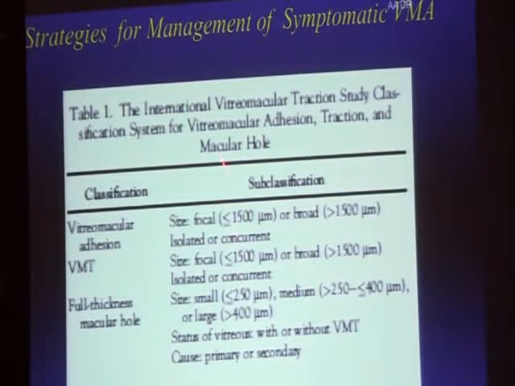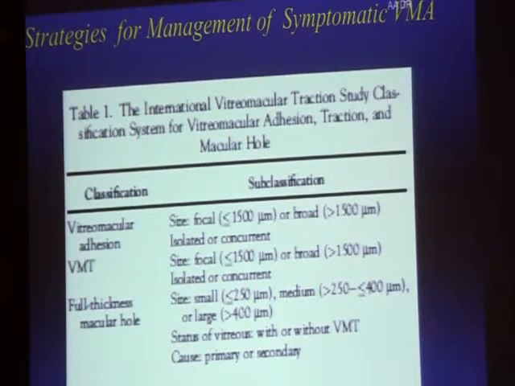For us, what is relevant at the moment is the vitreomacular adhesion. It can either be classified as focal, which is less than 1500 microns, or broad, which is more than 1500 microns. I will tell you the importance of this. This could either be isolated or concurrent. Then you have vitreomacular traction, which is again focal or broad, and then you have a full thickness macular hole.